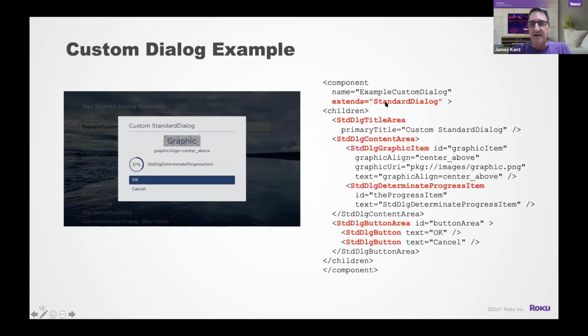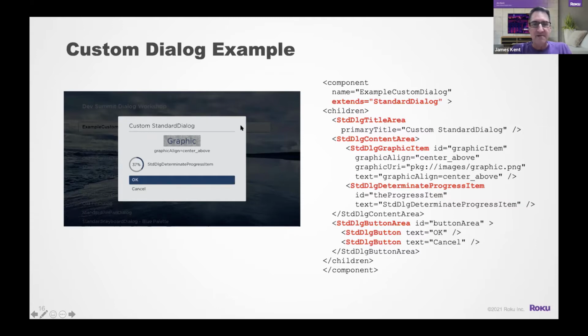You give it a name, and it's going to extend standard dialog. Then you add children to it. You see here we've added the three areas: the title area, the content area, and the button area. The order in which you specify these isn't really important. The title area will always put it at the top. The button area will always put it at the bottom. And if you have content areas, they actually will be arranged left to right in the order that they appear here. So the title area, we just have a title.